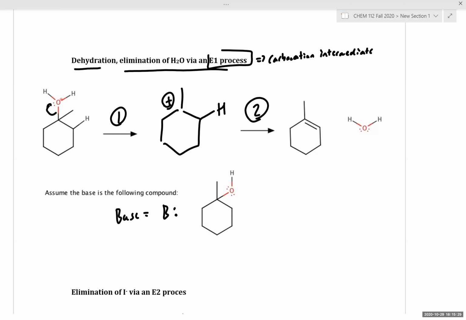So to help provide some clarity, it's great that we got the first step. In our second step, our base abstracts our proton and we eliminate to generate our alkene. So in the second step, we remove our proton with our base, and then the electrons in this carbon-hydrogen bond are used to generate our alkene. Does this make sense to everyone? Did that clarify any confusion that students had when they were working through this mechanism? Does this make sense to everyone so far?